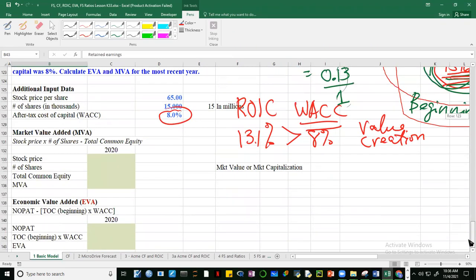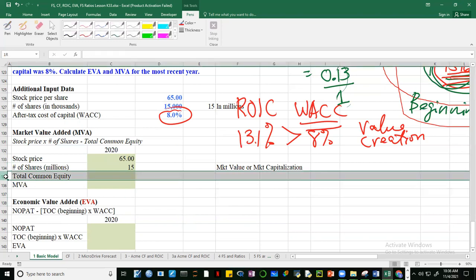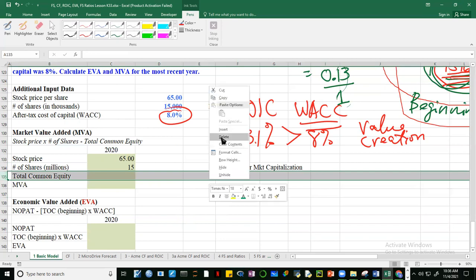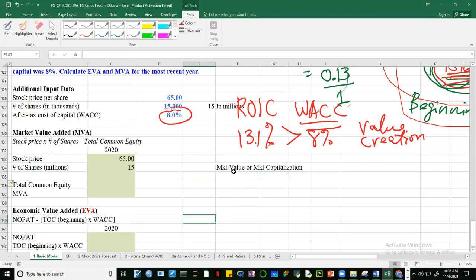Okay, so let's now compute for the MVA. So alam natin stock price which is at 65. Okay? Alam din natin yung number of shares, 15 million. So dapat in million to ha. Just to be consistent kasi millions in millions to, no? 15 million shares. Okay. Therefore, we have to insert something here. Insert natin to, guys.